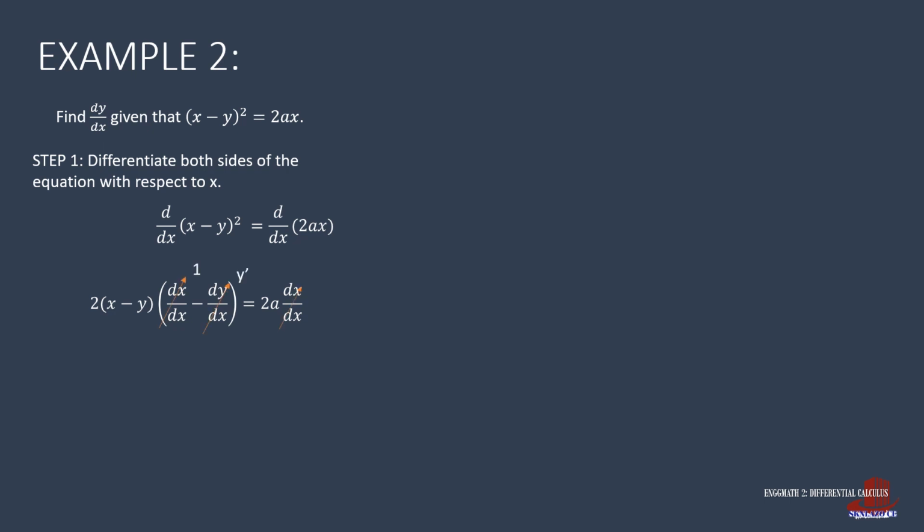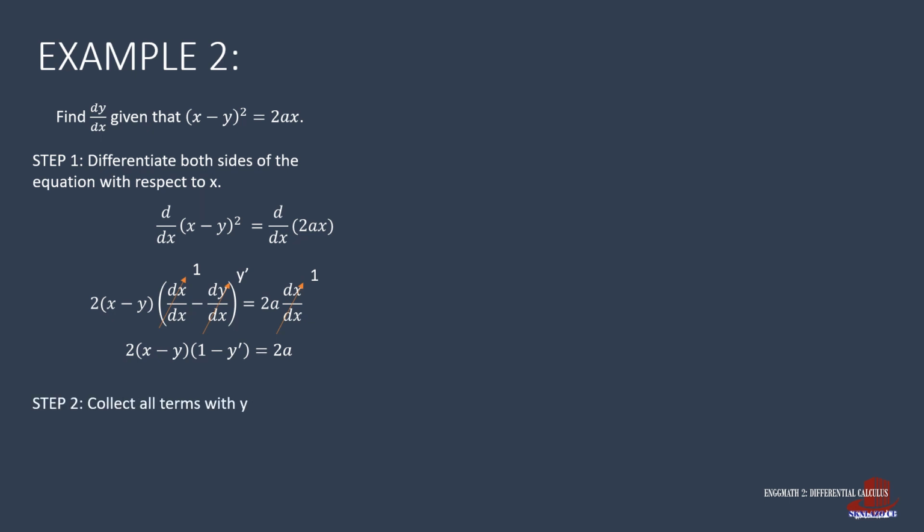Let's do away with the long d's, so we convert dx all over dx into 1 and dy all over dx as y prime, making the equation shorter as twice of the quantity x minus y multiplied by the other quantity 1 minus y prime is equal to 2a.